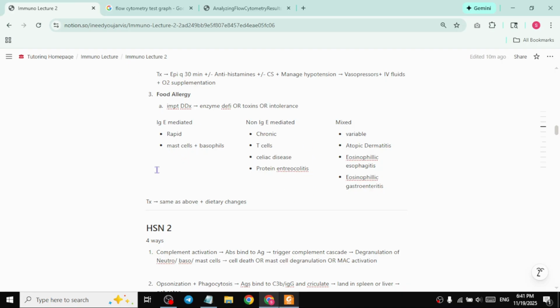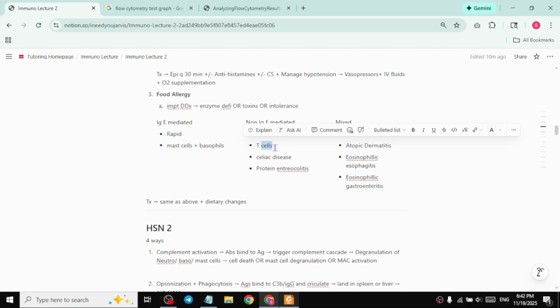So understand that all of this is still under hypersensitivity type 1. Some have pure forms of IgE, some don't. For example, with IgE, usually the effect is rapid, right? Mast cells and basophils activate really, really quickly. Take shellfish allergy or peanut allergy: it's still a food allergy, but it's categorized as IgE mediated because it happens so fast. Whereas non-IgE mediated is usually chronic, and this is mediated by T cells.